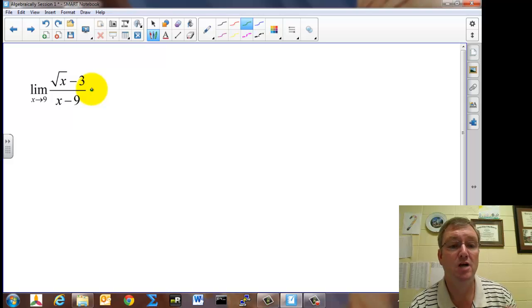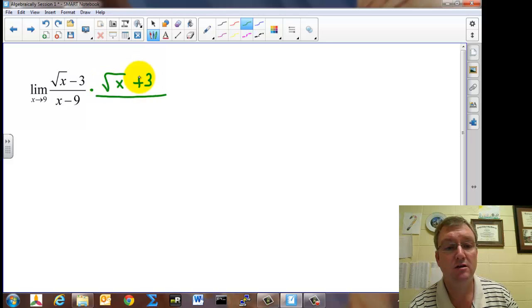Probably the most obvious thing for us, hopefully, is rationalizing the numerator. So if we multiply the numerator by the square root of x plus 3 over the square root of x plus 3, how did I get this name for 1? I'm looking at my numerator, and I'm looking at the opposite sign here. So it's the same thing, opposite sign.